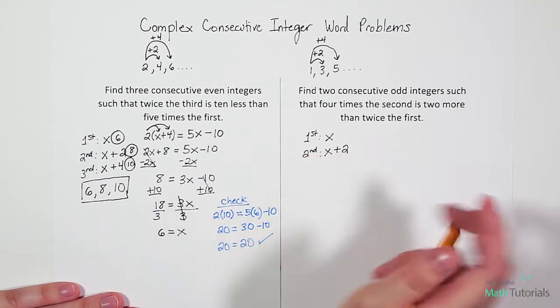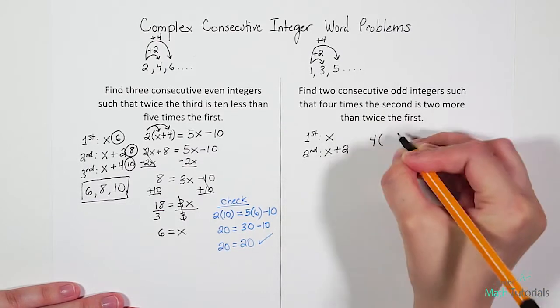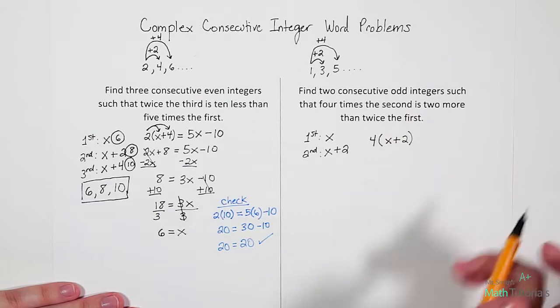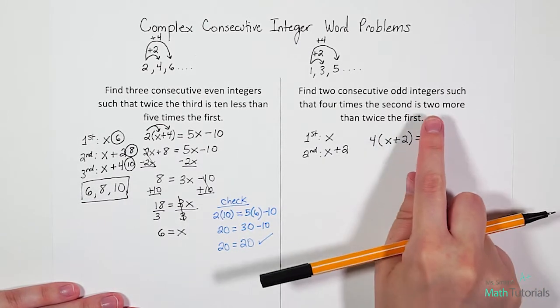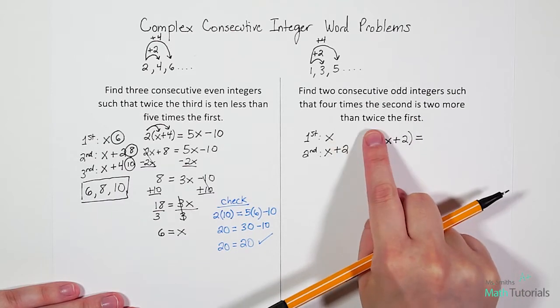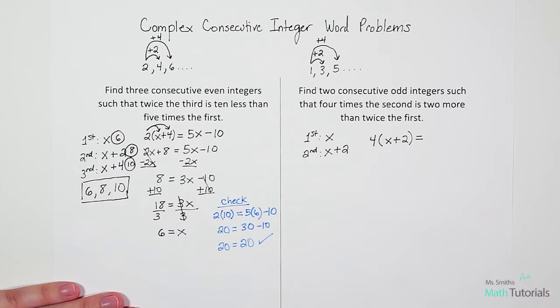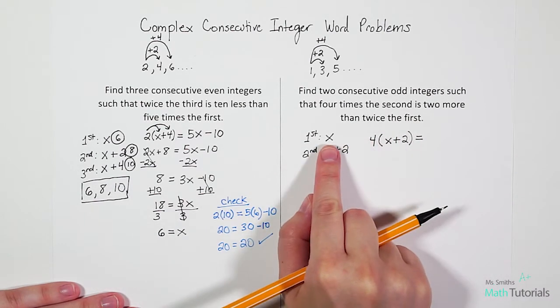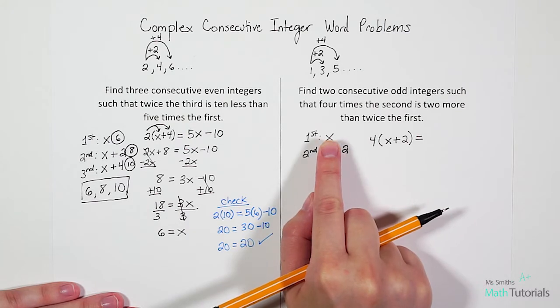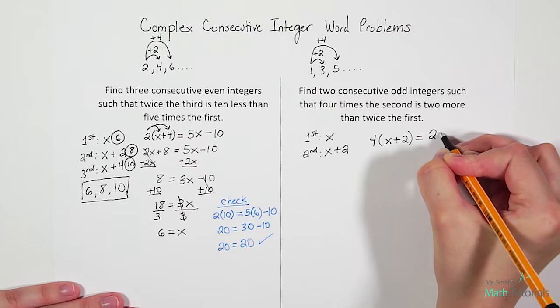We need to say 4 times x plus 2 is, again, means equals, is 2 more than twice the first. So if we're going to twice something, again, that means we're doubling it. So who's the first? Well, that would be just x, right? So twice the first would be 2 times x.